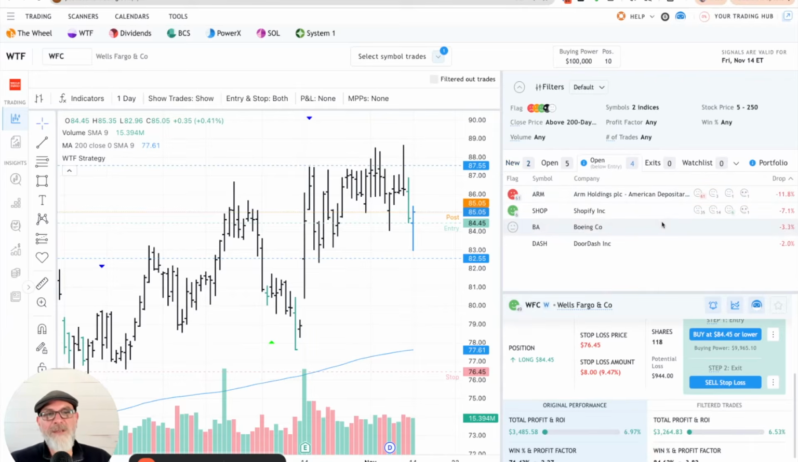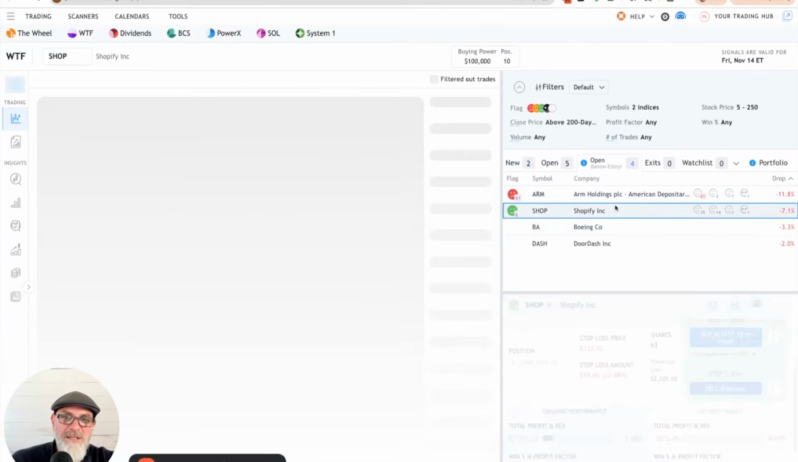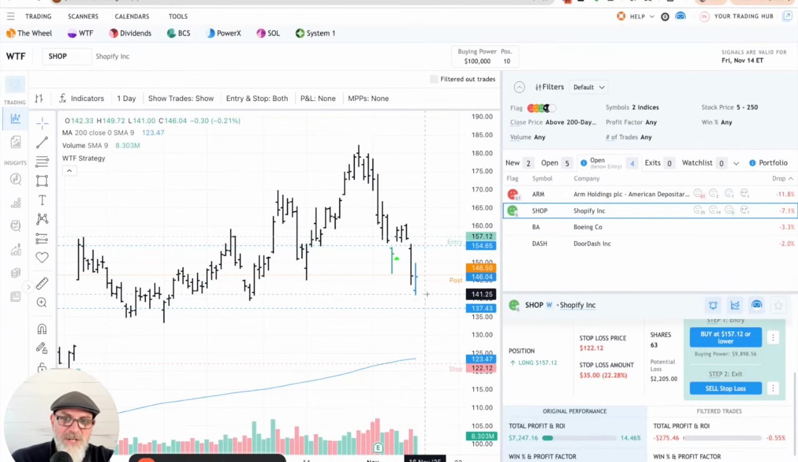I like to work with the OBE list, and this is where I identified Shopify as an opportunity that looked good to me. Now, Shopify, I got in at 142. I think it was 142.22. The open for the day was 142.33. Now it's a couple of bucks higher, so this was a great OBE for me.